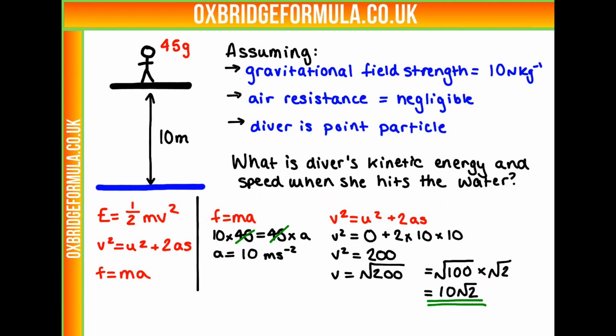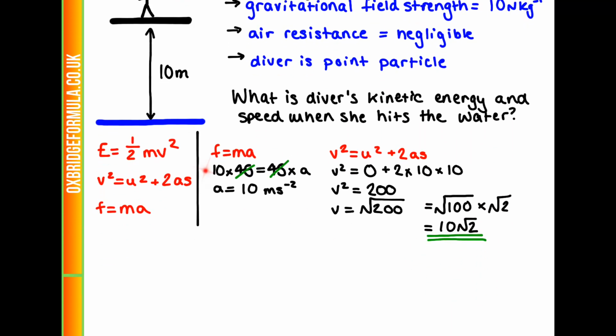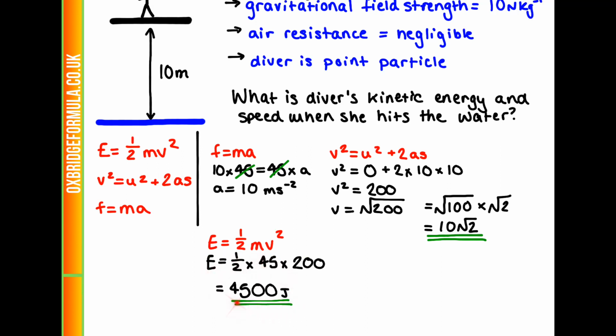So we've got one half of the question done. We just need to put that into our energy equation to find our kinetic energy. So E equals half mv squared. Plug in our numbers. E equals a half times 45 times 200. So energy equals 4,500 joules. And there are 2 final answers, and so our final answer is E.